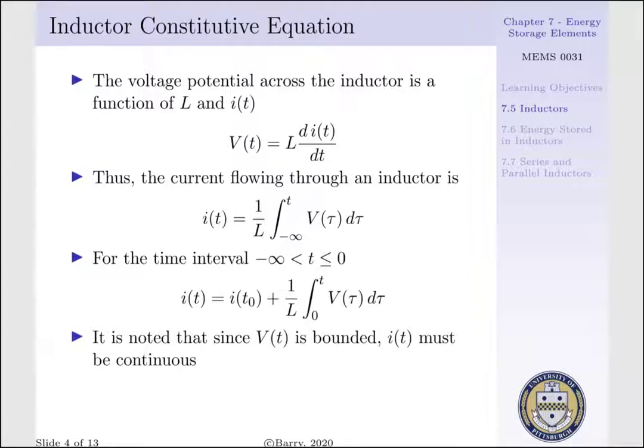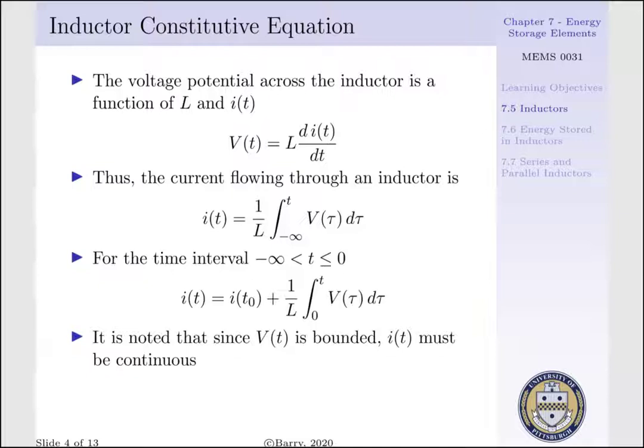That is, if we do not have any time rate of change of current, we do not establish a voltage potential across our inductor. The current flowing through the inductor is simply solved by re-expressing our expression for the voltage across the inductor. That is, i(t) is equal to 1 over the inductance times the integral from negative infinity to t of v(τ) dτ.